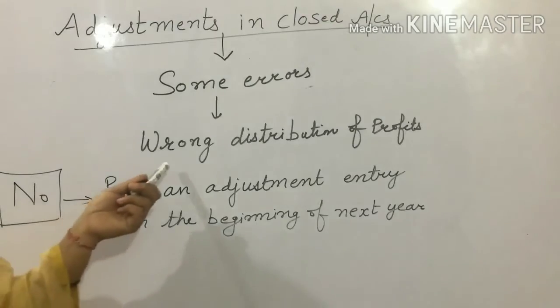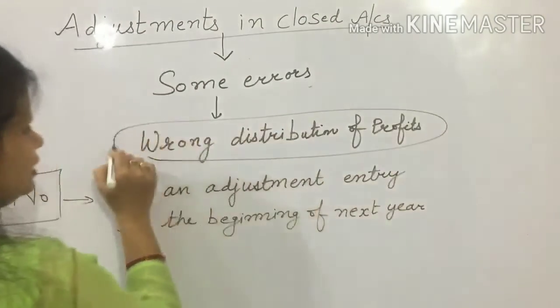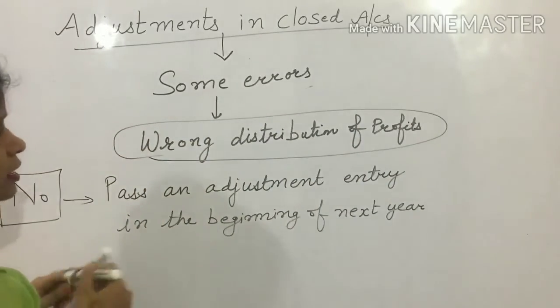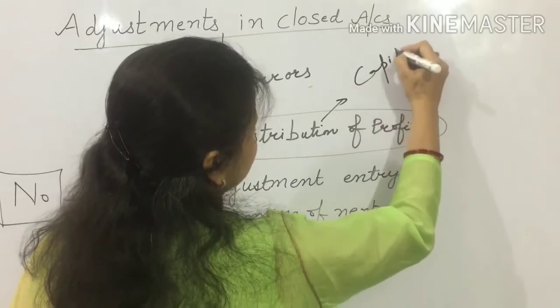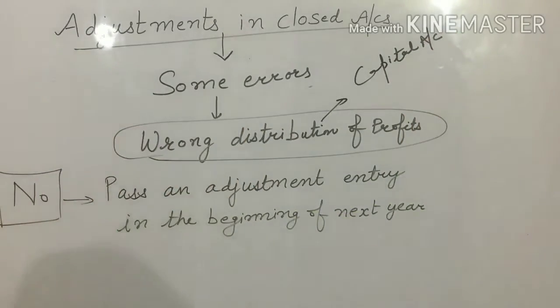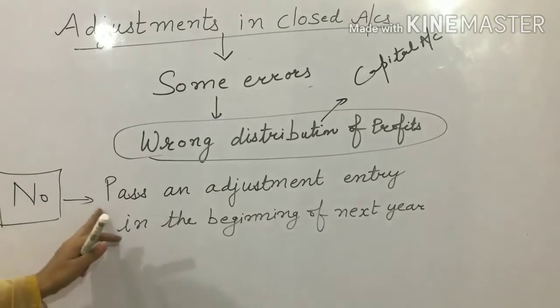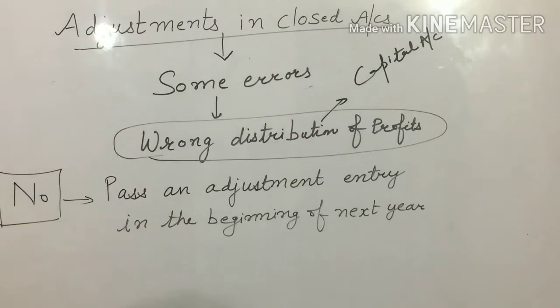Which accounts were affected due to this wrong distribution of profit? It will affect only capital accounts. Account of one or more partner were credited more and account of other partners were credited less. So we will pass an adjustment entry through capital or current accounts of the partner to nullify this mistake.